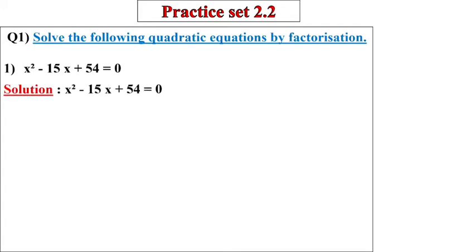Here we have to see the first term is x square and the third term is 54. So the first term will multiply by the third term. Here we get 1 into 54, 54. We have to split 54 so that we can get minus 15, the middle term. So 9 times 6 is 54, and minus 9 minus 6 is minus 15. We got minus 15. So in the place of minus 15x, we will write minus 9x and minus 6x.